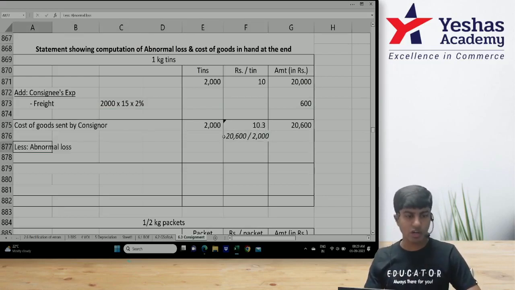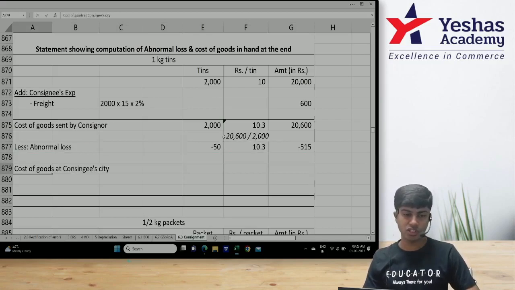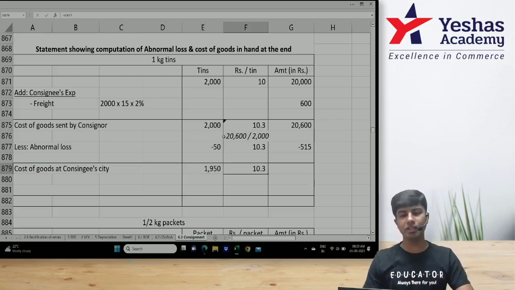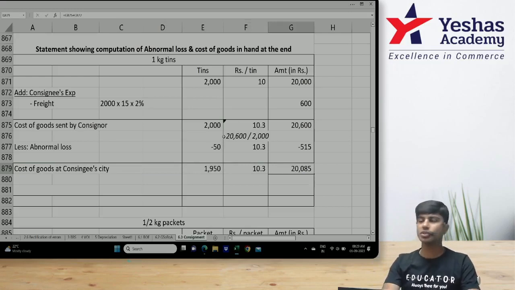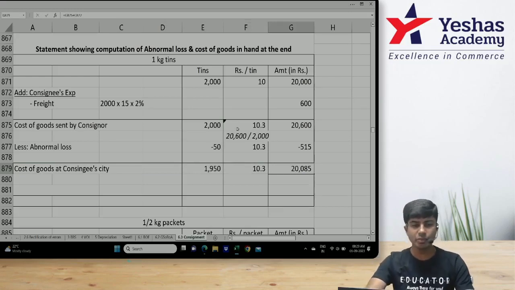Now the goods are lost. How many? 50, at 10.30. Cost of goods at consignee city? 515. 20,085. Listen to me carefully.